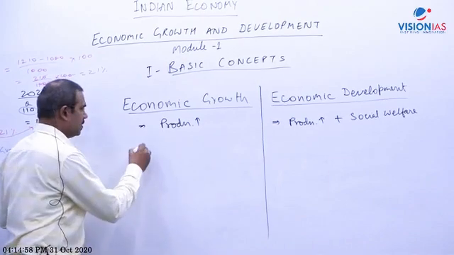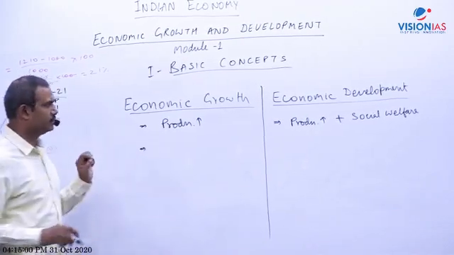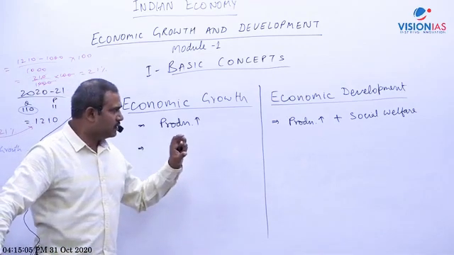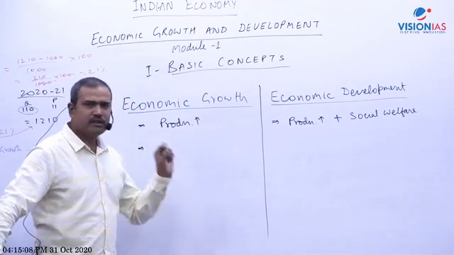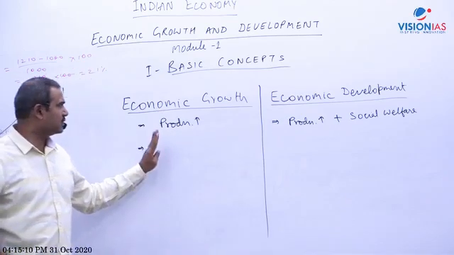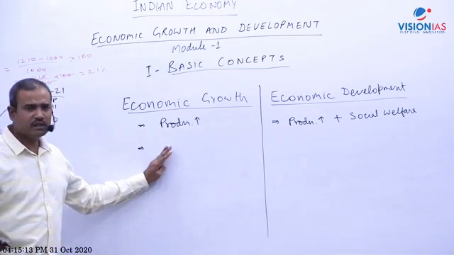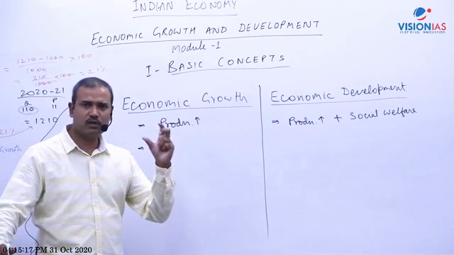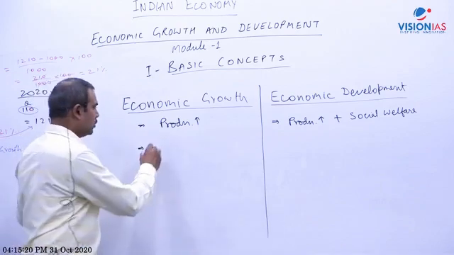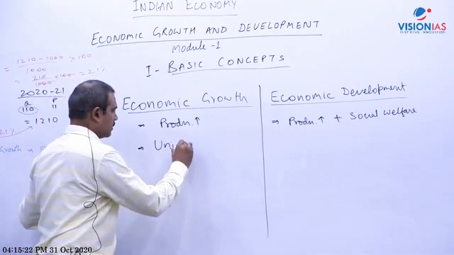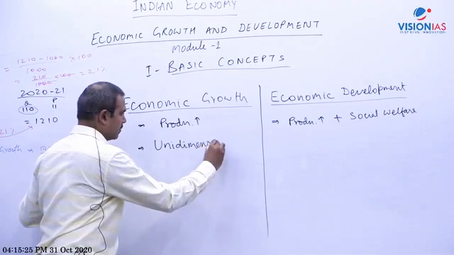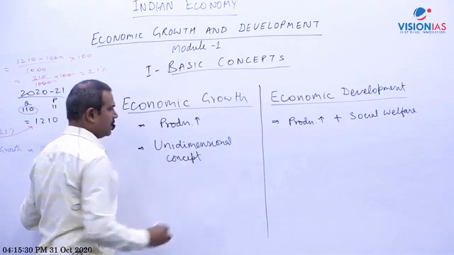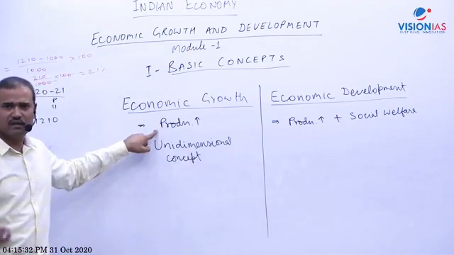Okay, next thing is economic growth. How many dimensions are there? One dimension, two, or many? So obviously one dimension, that is growth, production of goods and services. One dimension, that is production, and obviously production of what? Goods and services. So it is a unidimensional concept, and it has one dimension, that is production.